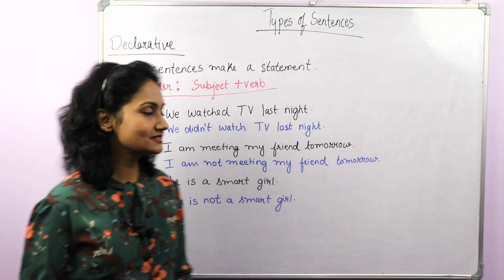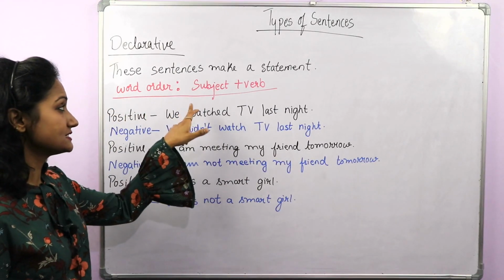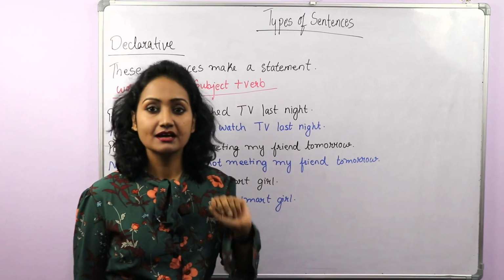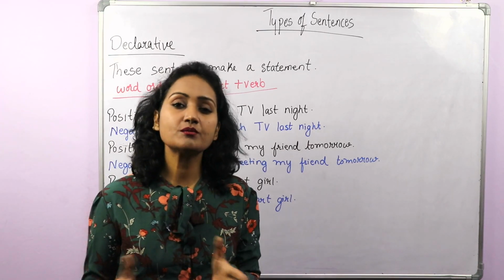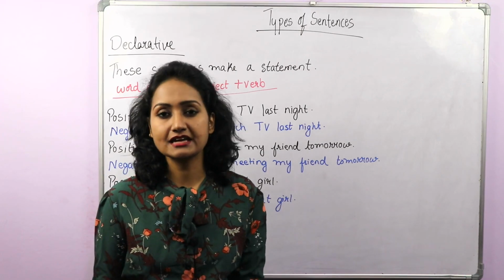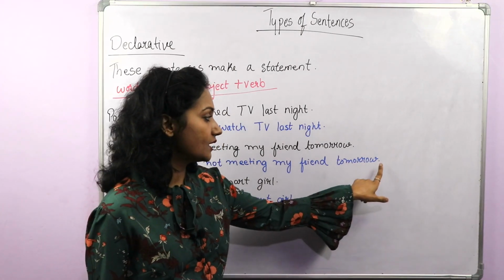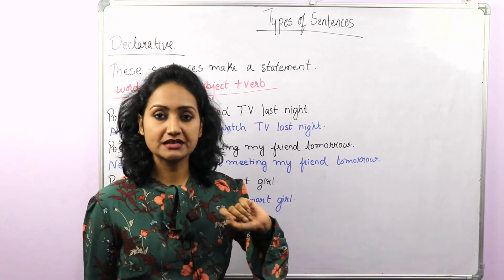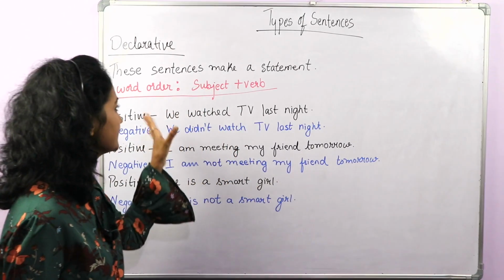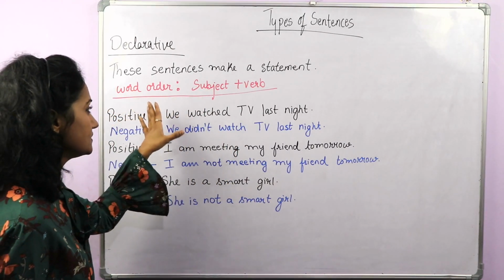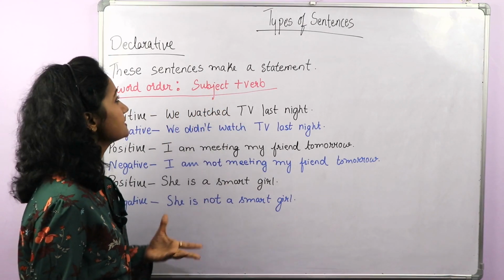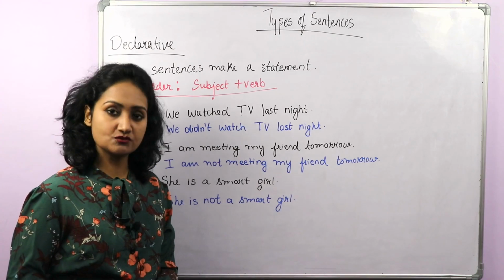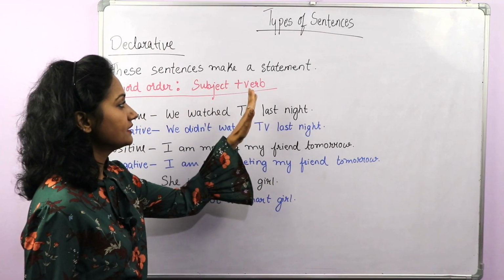Declarative sentences. These sentences make a statement. They tell something, they give some information, they talk about facts, and they always end with a full stop or a period. They are also called period. Okay, now let's look at the structure or word order.